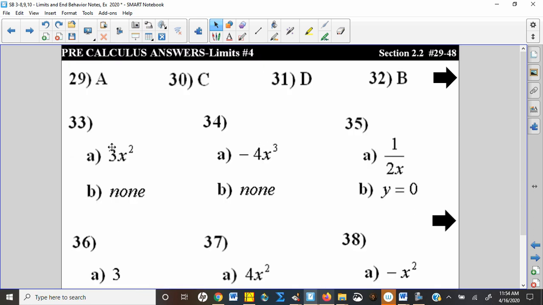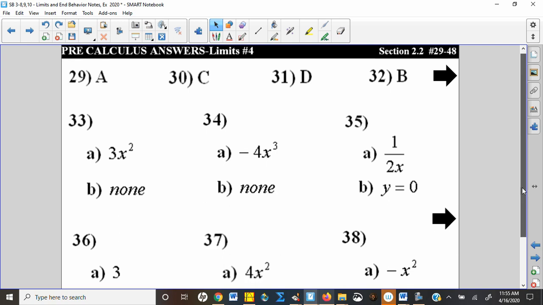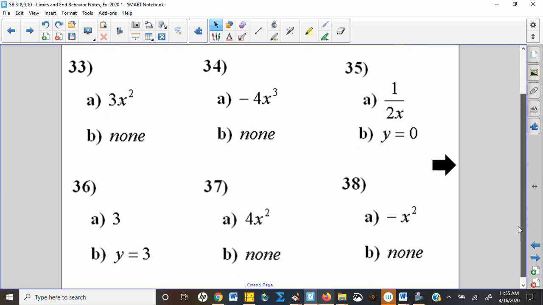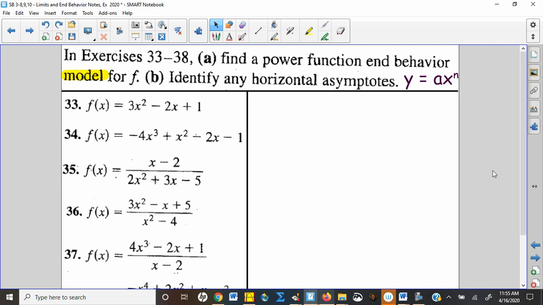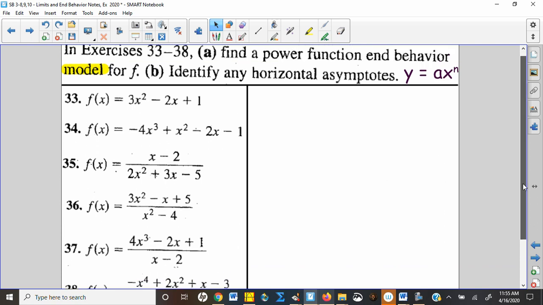The next set, 33 through 38, continue to explore this concept of power terms for polynomial and rational functions. All right, I believe it asks you for what the end behavior model, or I guess they called it the power function would be, as well as if there were any horizontal asymptotes. A couple of them had horizontal asymptotes, and most of them did not. So here are those problems, and just to take a quick look.